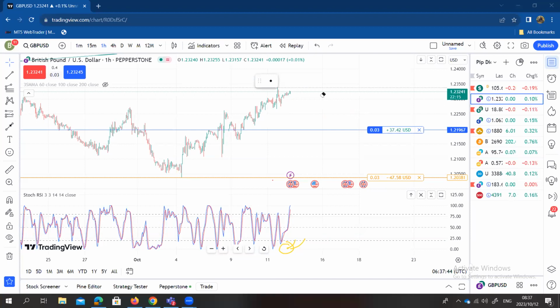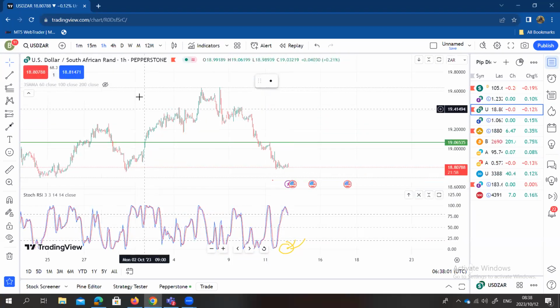Okay, I'm already in the trade and I've already put my stop loss. But if you want to jump in straight away, your stop loss has to be at this low here. That's on the British pound US dollar.